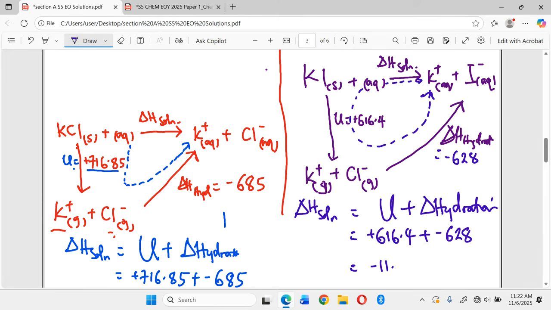negative 11.6 kilojoule per mole. Let me hope that one is very clear. We have managed to draw the Born-Haber cycle of potassium chloride, and here we have the Born-Haber cycle for potassium iodide.